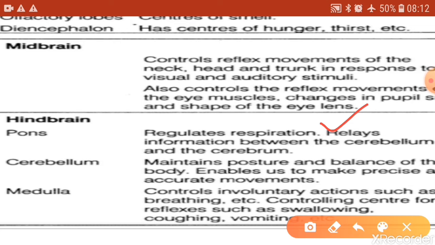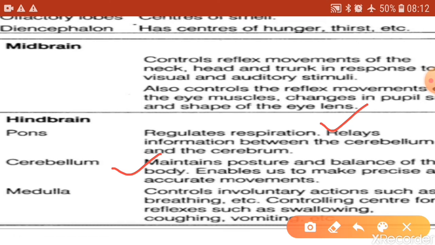The cerebellum's main function is to maintain the posture or balance of the body, and it also enables us to make proper voluntary movements, okay, precise voluntary movements.